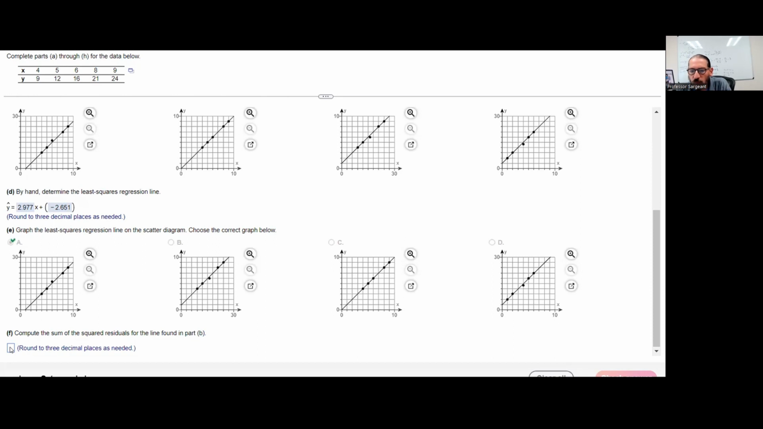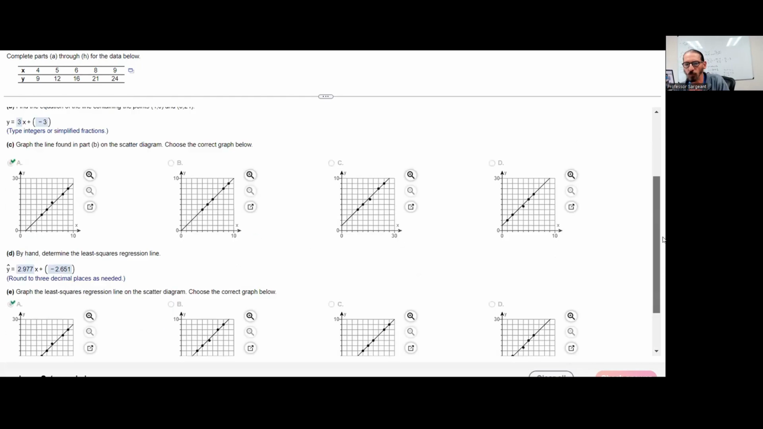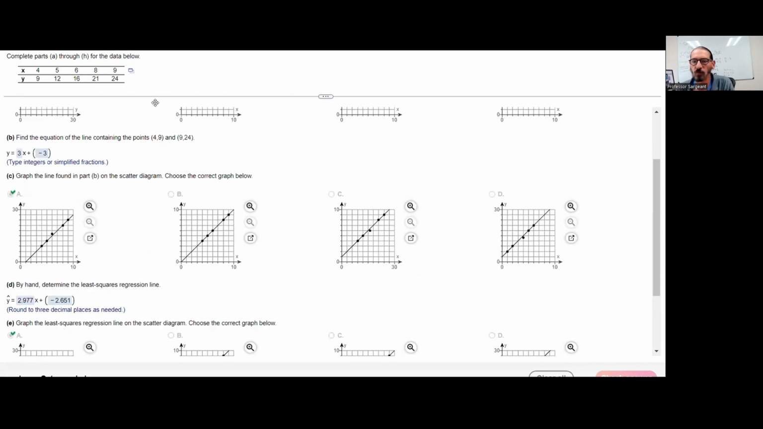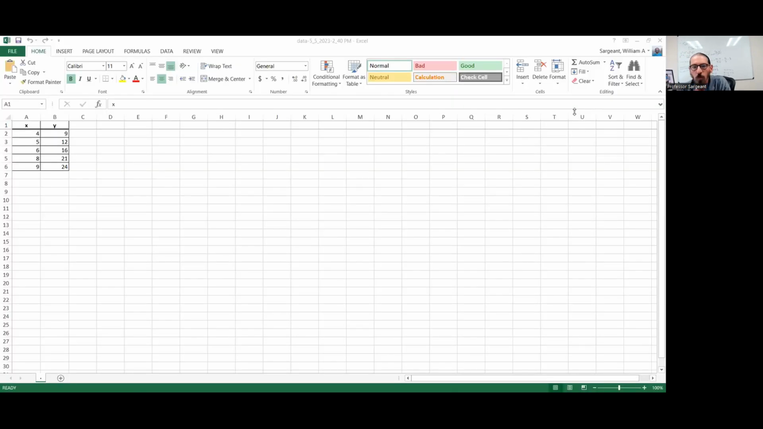Find the sum of the squared residuals for the line found in part B, where our formula was y equals 3x minus 3. So I'm going to download this to Excel. What I'm about to show could also be done in StatCrunch, although I've only done something like this once. And it could also be done on a TI-84. Let's find out our predicted y values with that formula, y equals 3x minus 3.